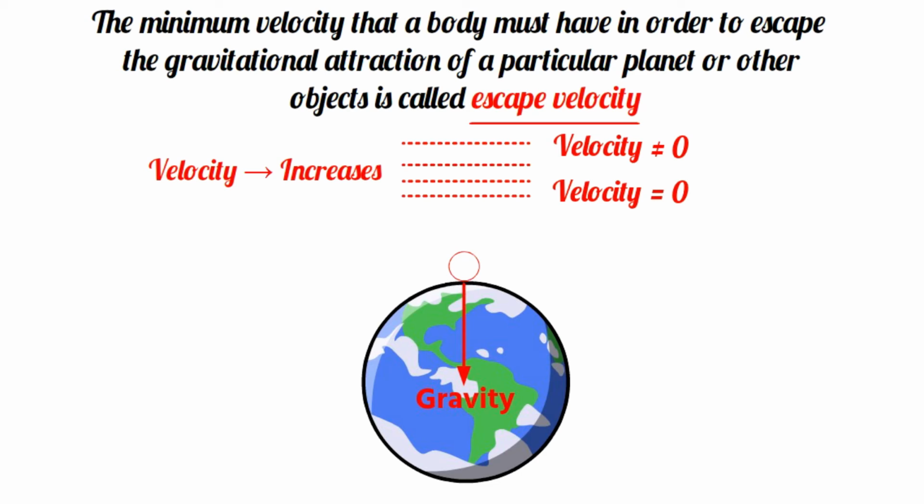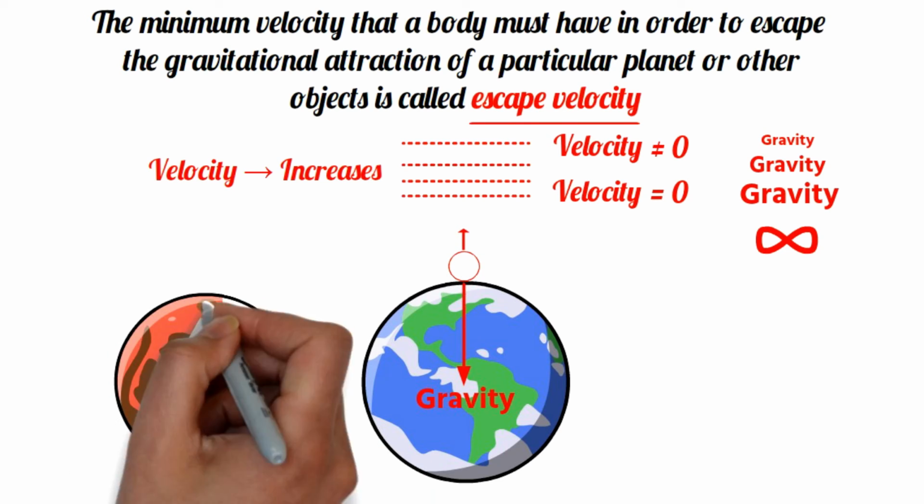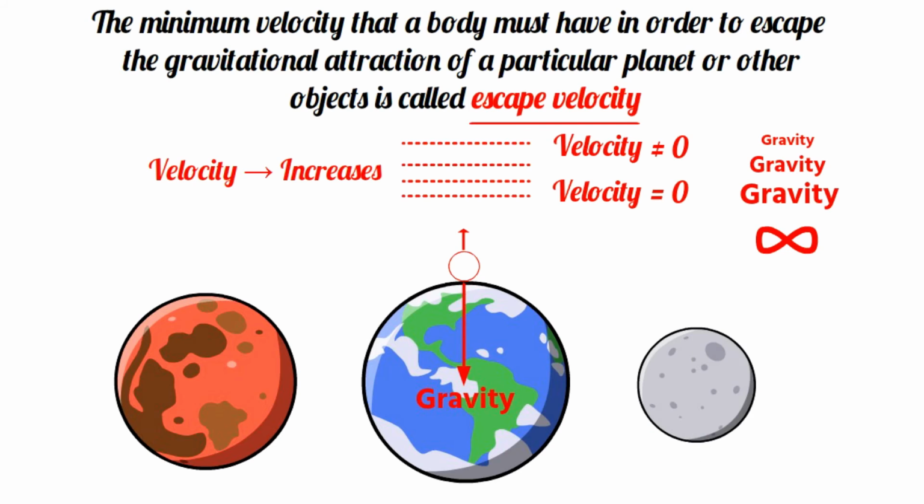In this case, the object moves further away from the Earth, and the gravitational attraction of the Earth on the object becomes less and less. So we can say, the object reaches an infinite distance from Earth. The minimum velocity required for this to occur is the escape velocity. It is notable that the concept of escape velocity applies not only to objects launched from the Earth, but also to objects launched from the surface of any planet or satellite.